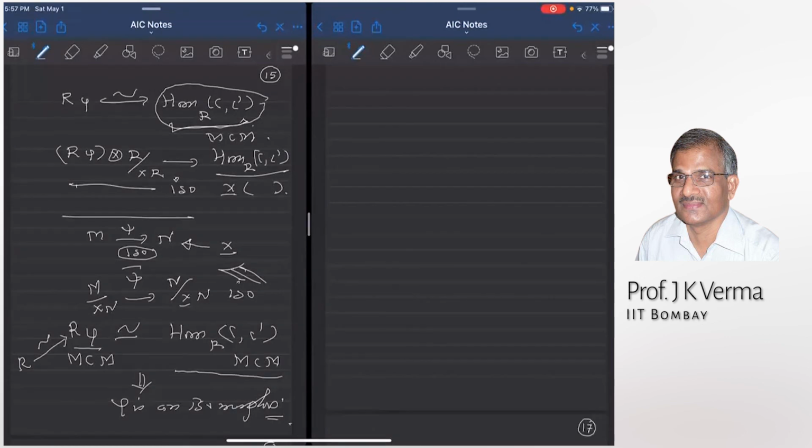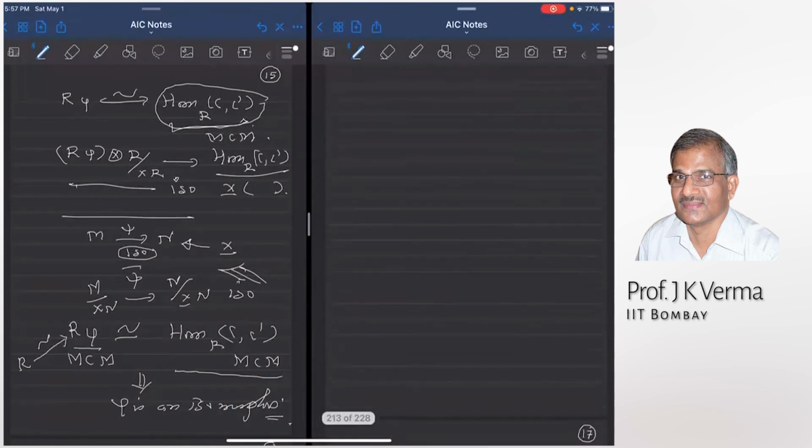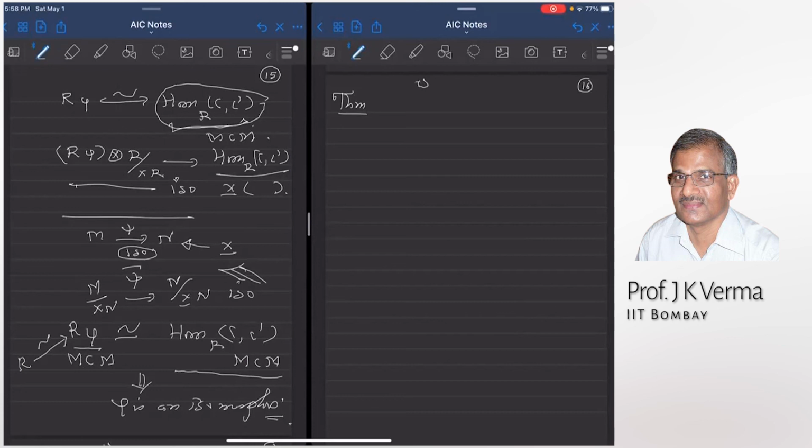So this has many interesting consequences. Let me point out one consequence, and then we will stop. Okay. So we have proved that if a canonical module exists, any two canonical modules of a Cohen-Macaulay local ring are isomorphic, if they exist. Okay. So then since they are isomorphic, we will denote them by omega R, the canonical module of the Cohen-Macaulay local ring R.